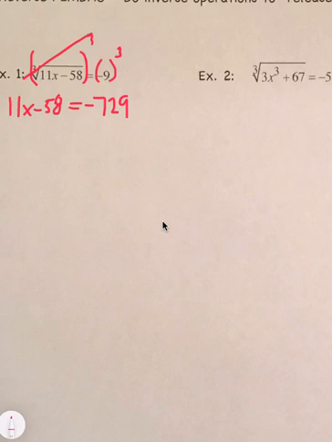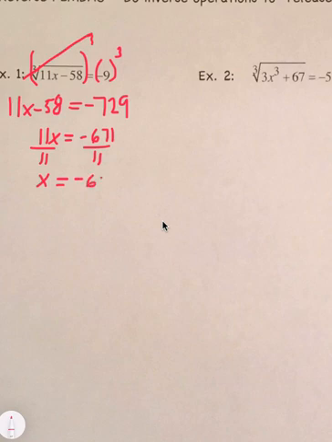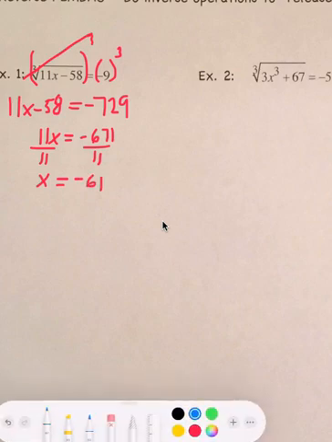So now we're just going to solve for x. So 11x, and we need to add 58 to both sides. When we add 58 to negative 729, we end up with negative 671. And then we're just dividing by 11. And it's probably not in your head, but negative 671 divided by 11 is negative 61. Now, we need to check our answers.